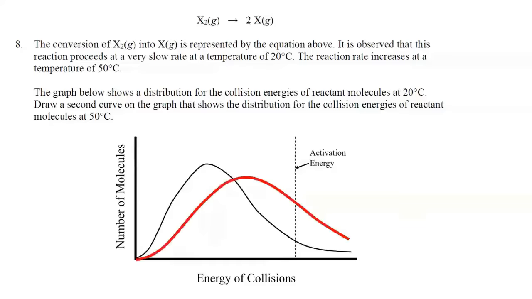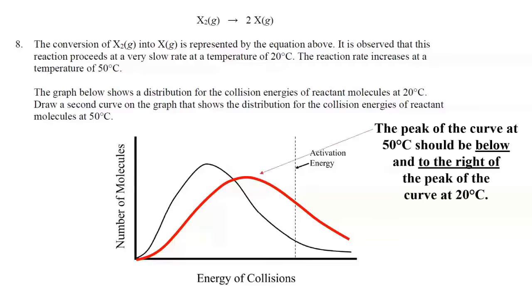So this is one way that you might draw this curve, and the peak of this curve at 50 degrees Celsius should be below and to the right of the peak of the curve at 20 degrees Celsius. So again, the curve gets more broad and flat, and the average energy increases.